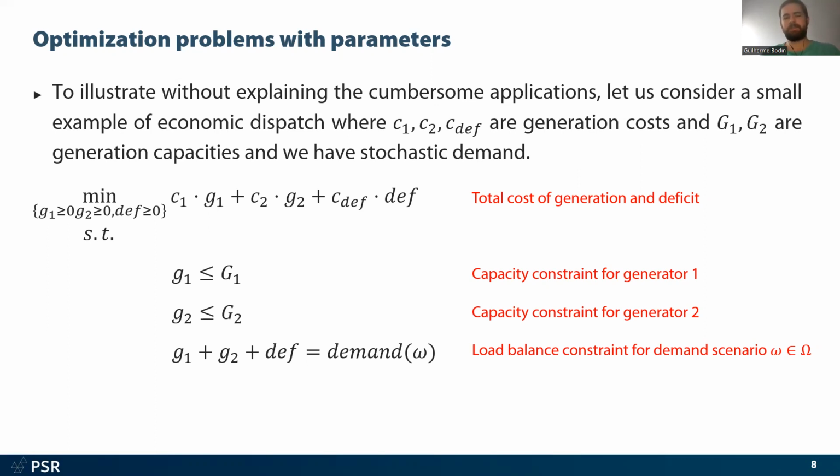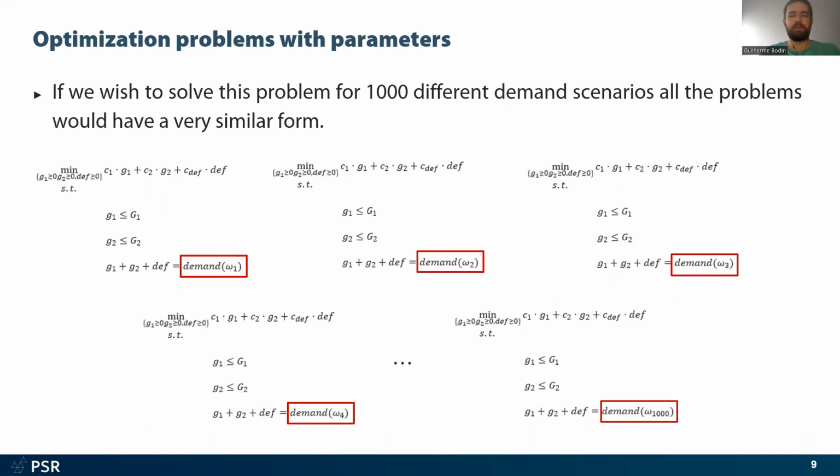We have an objective that is the total cost of generation plus a deficit cost. We have some capacity constraints, and we have a load balance constraint where we have to attain this demand that varies in 1,000 scenarios. You can see that to solve the 1,000 different problems, the structure of the problem itself changes very little. It only changes the right-hand side of a certain constraint. So we could explore some possible implementation approaches to solve this in real life.